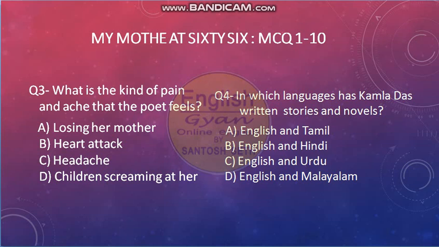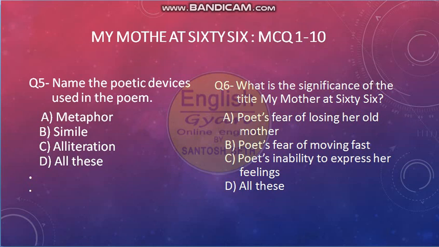Question number 4. In which languages has Kamala Das written stories and novels? So this is about the poet, if you have studied about her. The options are A, English and Tamil, B, English and Hindi, C, English and Urdu, and D, English and Malayalam. Okay, select the correct option. Now questions number 5 and 6 are before your eyes. 5. Name the poetic devices used in the poem. A, metaphor, B, simile, C, alliteration, or D, all these.